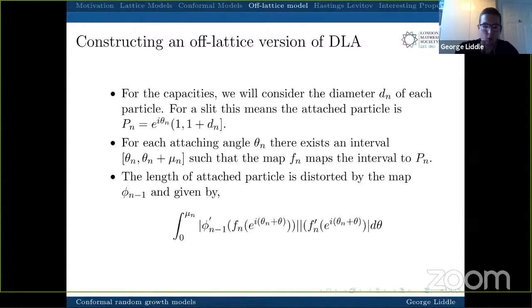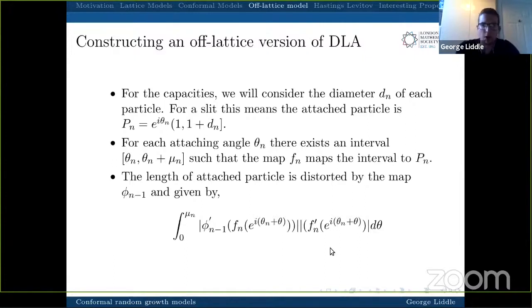So we want to see what the length of the attached particle via the map phi is. We know what the length is going to be via the map Fn. It's going to be exactly this length dn. But we want to know what the size is once it gets mapped into the cluster, because that's going to be distorted by the map phi. Well, this is just an arc length calculation, so you can see that at the bottom of the screen here. It's very easy to do.